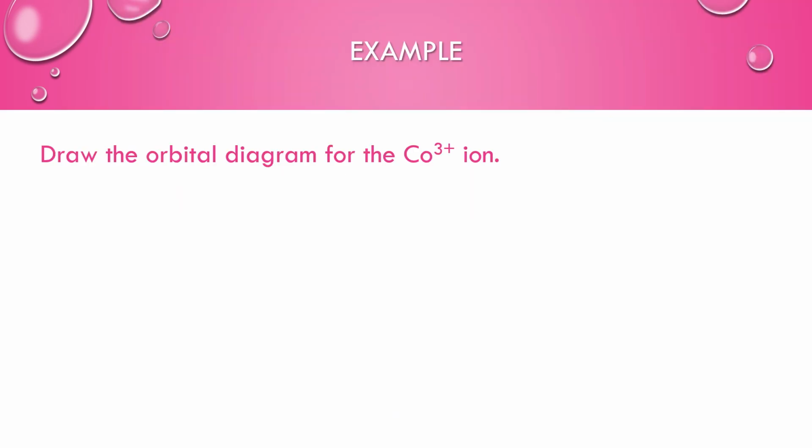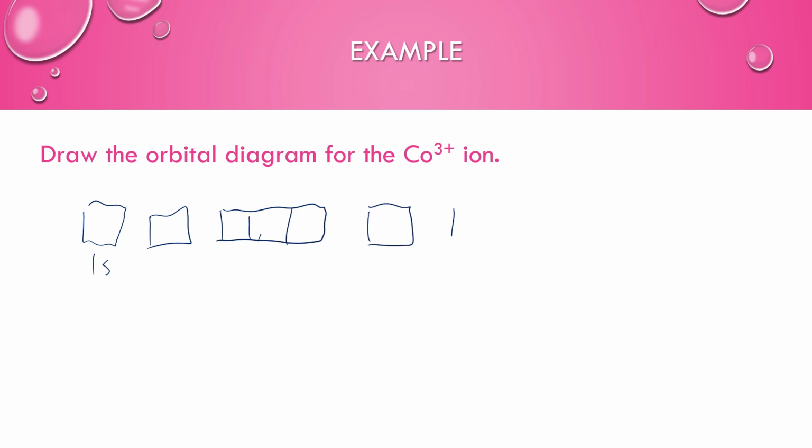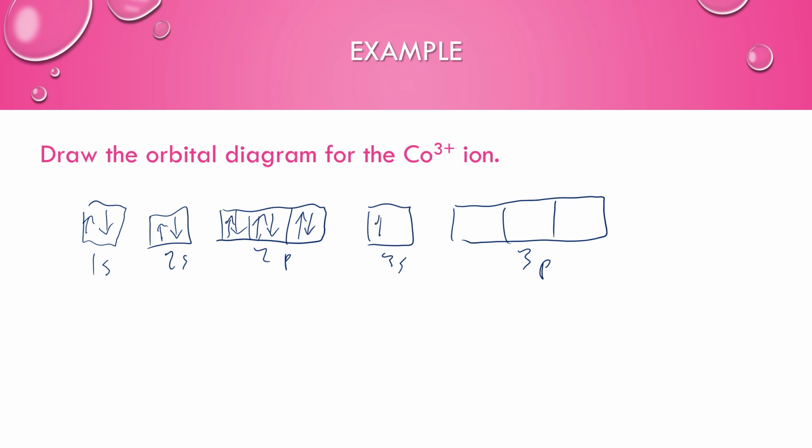So let's look at a few examples for this section, or these 2 sections. Draw the orbital diagram for the Co3+ ion. It did not specify, so I'm going to go ahead and draw everything. All right, so 1s, 2s, 2p, 3s, 3p, and those are completely full. Second energy level, third energy level, and then the outermost.